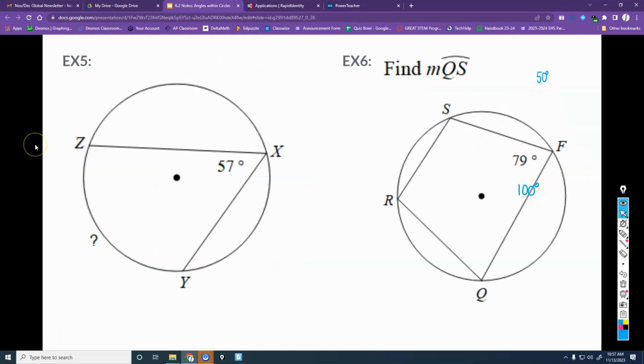All right. So here are a few examples that we will have. If I know this angle right here is 57, I've got my question mark over here. What would I do to find it? 57 times 2, which is going to give us 114 right there.